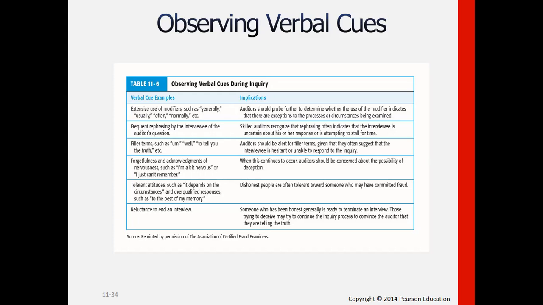The fifth one is tolerant attitudes, such as it depends on the circumstances, and overqualified responses, such as this is the one, to the best of my memory. Dishonest people are often tolerant towards someone who may have committed fraud. They're doing that, so it's okay, and that's why I'm accepting it, something like that. And reluctance to end an interview, because I still have something to explain. Normally, persons who have hidden information are the ones who would ask for more time to explain themselves, just to convince that they're telling the truth.